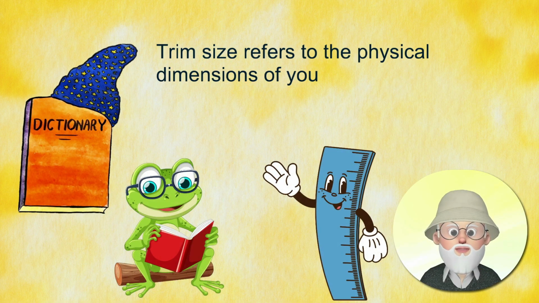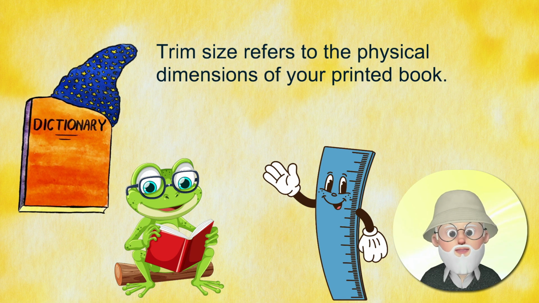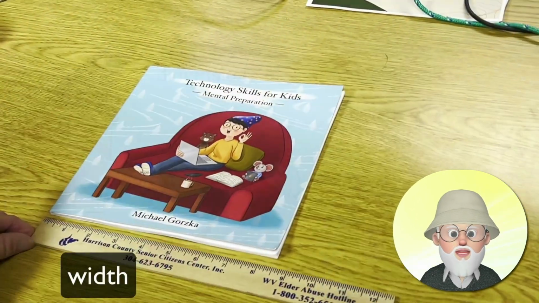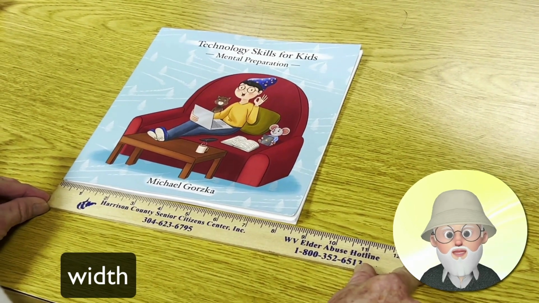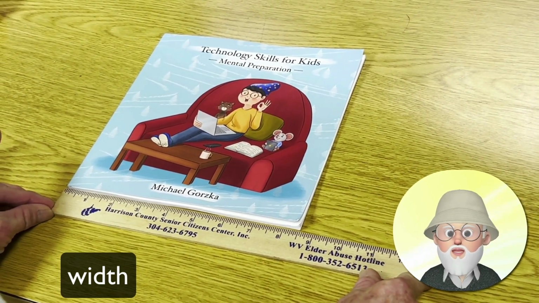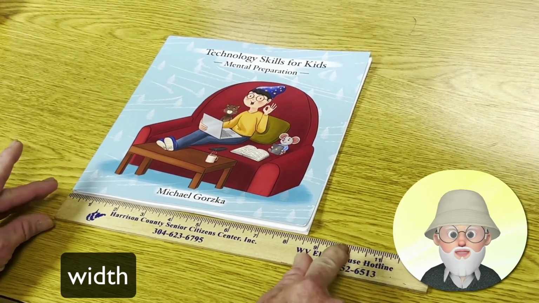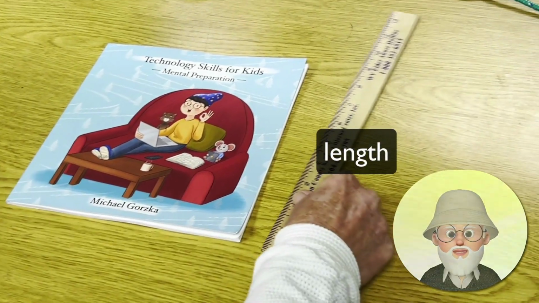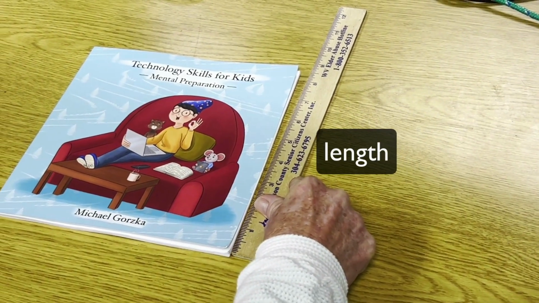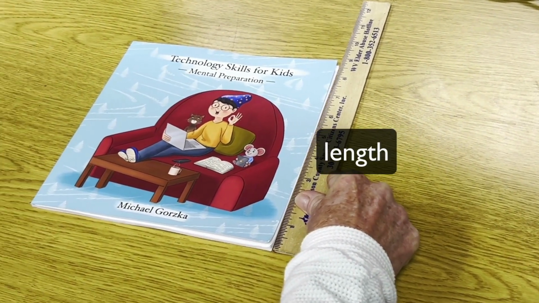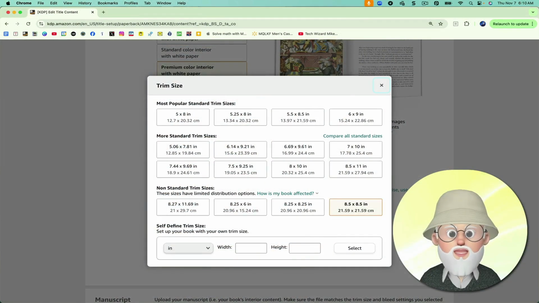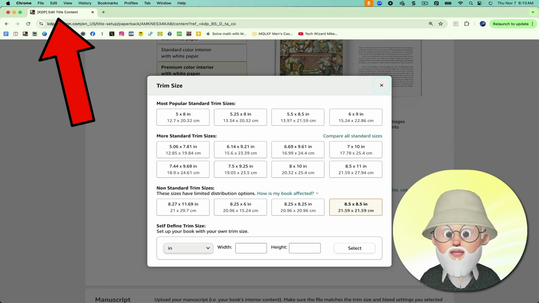Trim size refers to the physical dimensions of your printed book, which is length and width measured in inches or centimeters. You can select a trim size in KDP as you are creating your book.